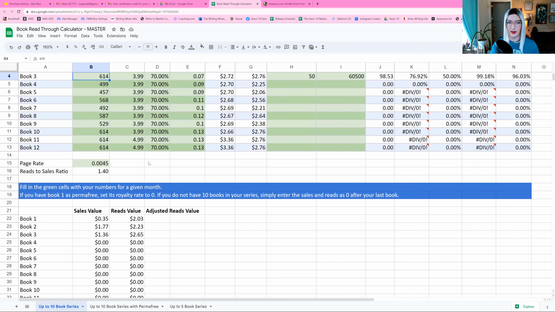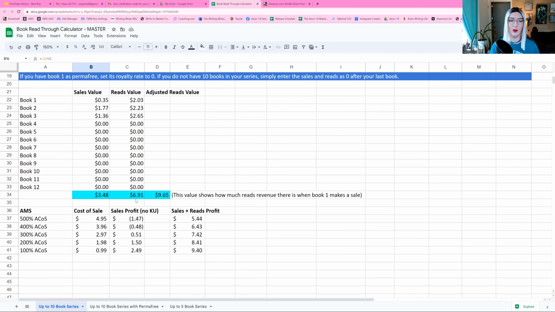One of the ways we work that out is with this reads to sales ratio. We basically work out how often you do sales versus reads. So in this particular scenario, reads are significantly higher. Every time there's a sale of book one, there's 1.4 full reads of book one. So we work out that ratio, so that I can say, okay, whenever I sell book one, I'm also going to assume I'm getting a certain amount of reads. And that's all built off of that ratio.